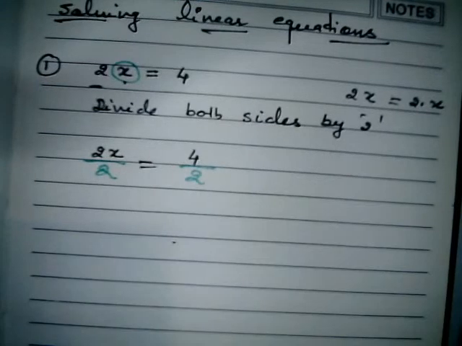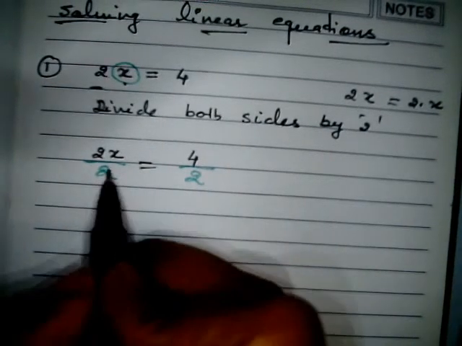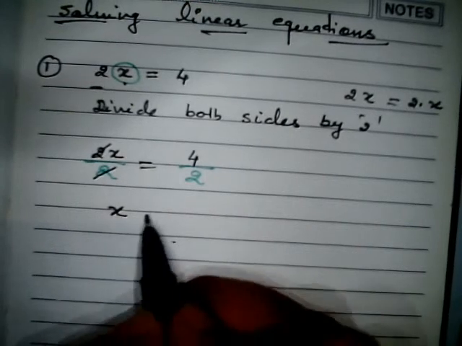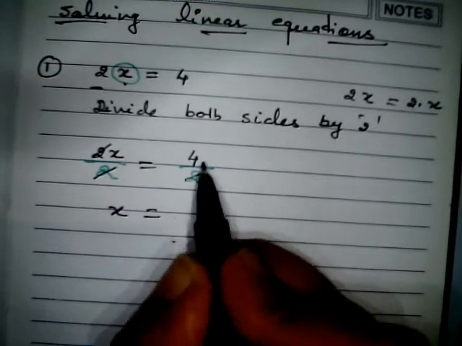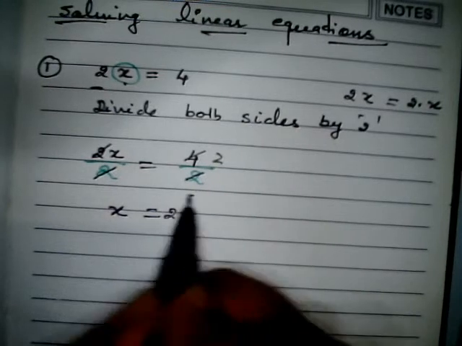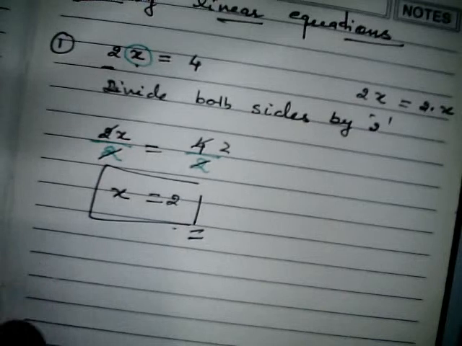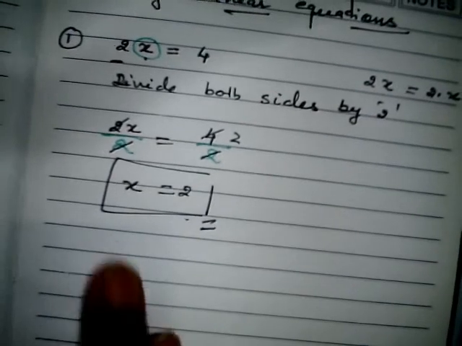This 2 and this 2 cancel out. So on this side what is left? x. And this 4 I need to divide by 2, so it is 2. So x equals 2 is going to be the solution. Now if you want to check whether this calculated value is correct or not, what do I need to do? I need to plug it into this equation.